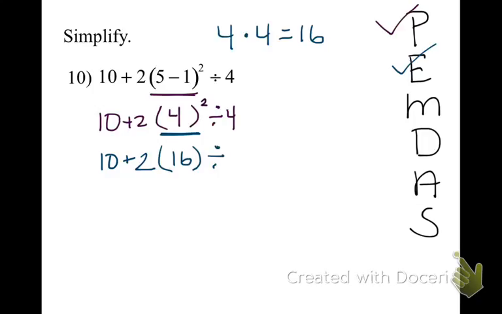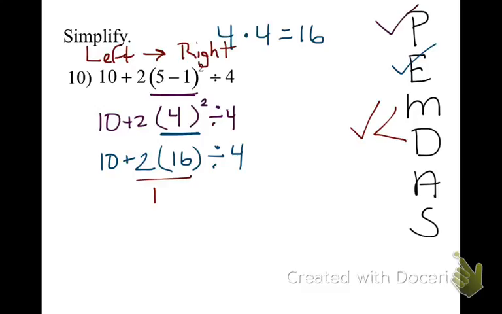Now, I have to see, do I have any multiplication division? Yes, I do. But which one do I do first? Remember, we're going to go from left all the way to the right. That's how we know which one to do first. So that means we're going to be multiplying, then dividing. So my 10 comes down, so does my plus.